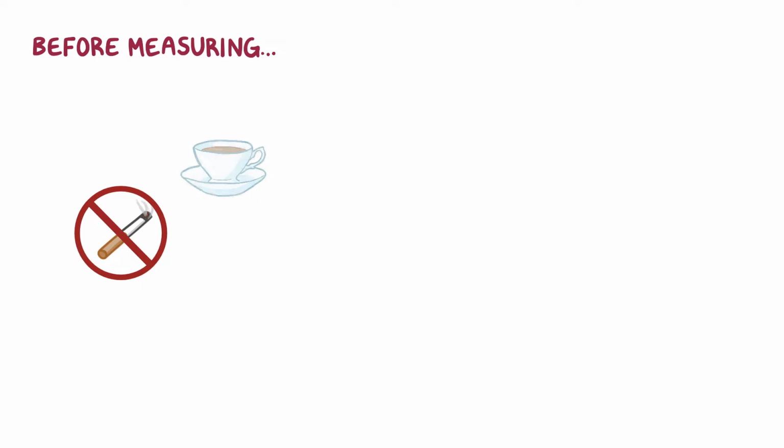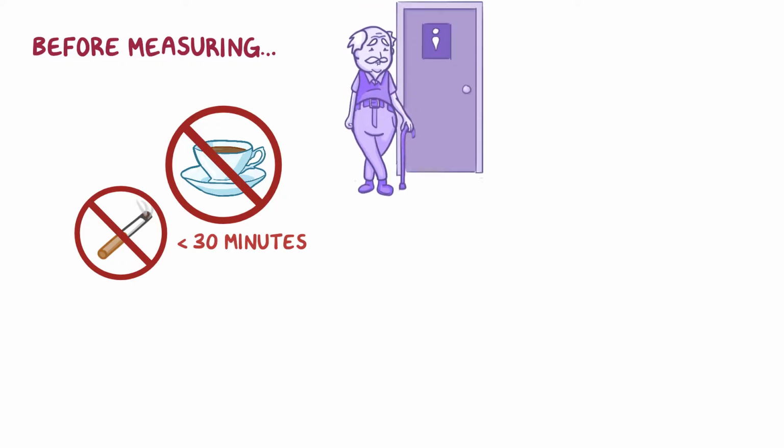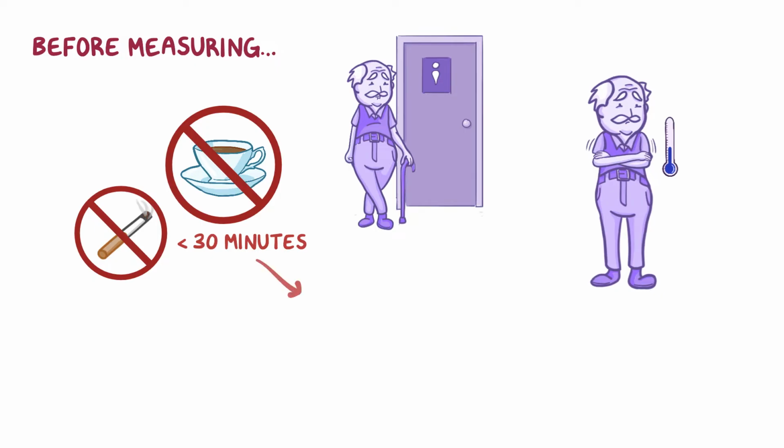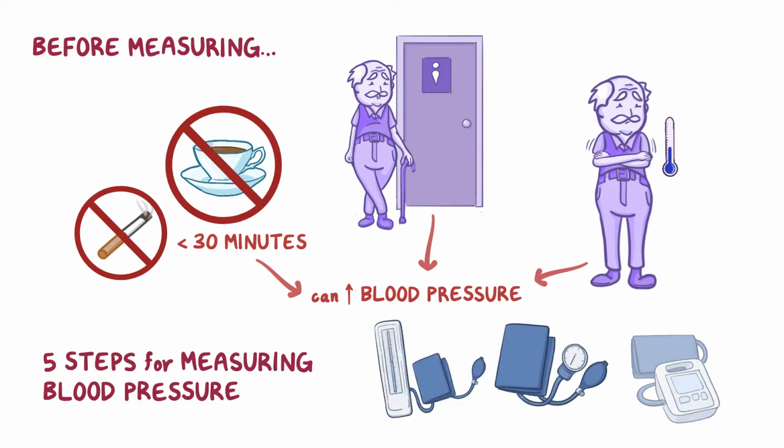Before measuring someone's blood pressure, make sure they haven't used any tobacco products or had caffeine-rich food or drinks for at least the last 30 minutes. You should also make sure that they don't need to use the restroom and aren't in any pain or discomfort, because these factors can also raise the blood pressure. There are 5 essential steps for measuring blood pressure with any type of device.